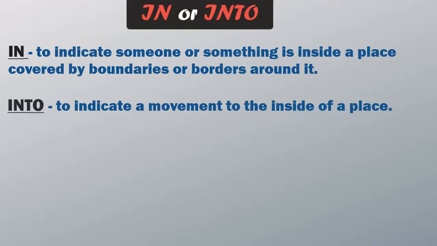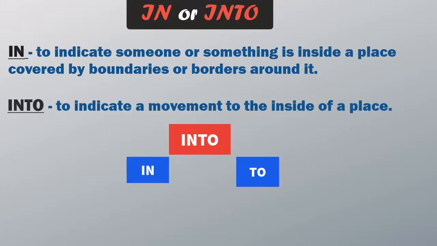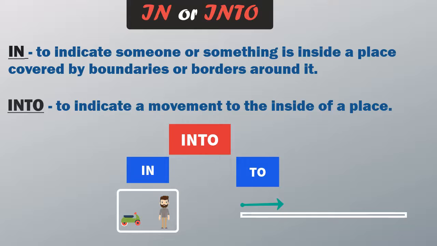Why do we use "to" here? Consider this word as an amalgamation of two words, in and to. We use in to indicate that something or somebody is inside a place. We already know this. Why do we use to? We use the preposition to indicate a movement in a particular direction. Go to your room. He's moving to my apartment. Indicates a movement. So together this word into indicates an action towards the inside of a place.